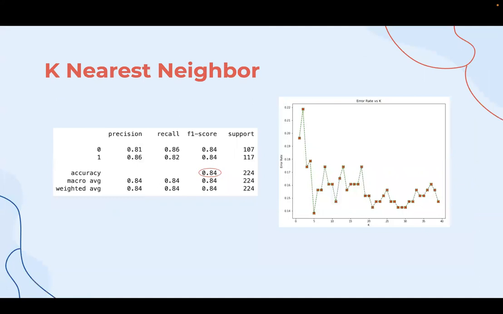After splitting the data into train and test, I fitted the X train and Y train data into the classifier and made predictions on the X test data. As shown in the image on the left, the accuracy result is 0.84, which is good. Because I scaled the data, as shown in the plot on the right, the error rate became relatively low.